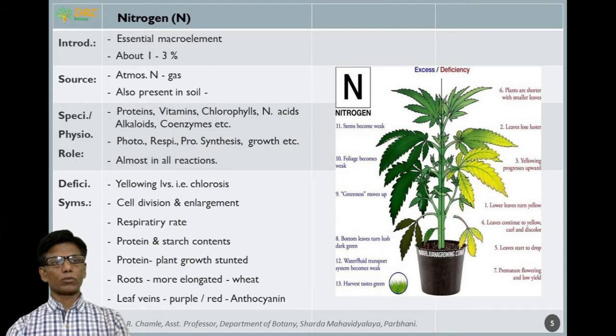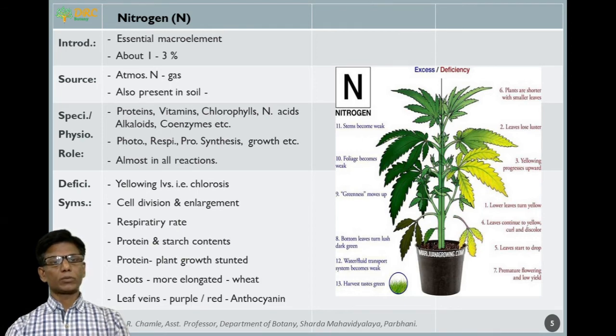After this introduction, we will see the sources of nitrogen. The sources of nitrogen are atmosphere and soil. Among these, atmosphere is the main source of nitrogen. In the atmosphere, it is present in the form of gas. Means, atmospheric nitrogen is the main source of nitrogen. It is also present in the soil.